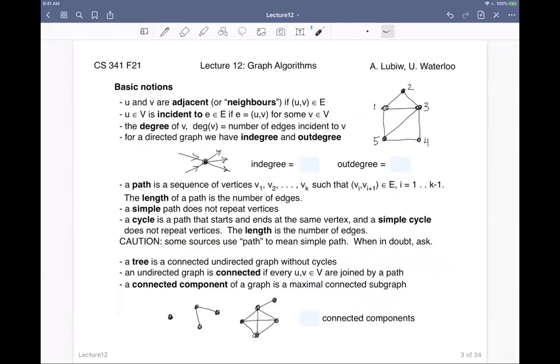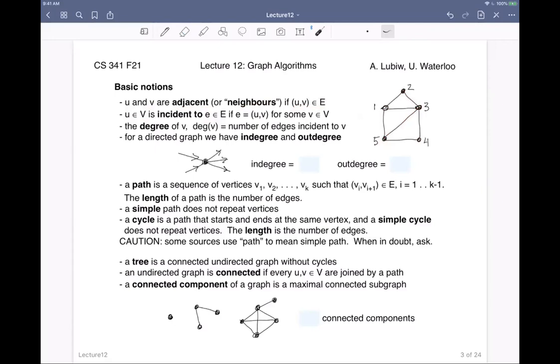Okay, so next I have a slide that is somewhat full, but I thought it's helpful to have all these things in one place. So some basic notions about graphs. We say that 2 vertices u and v are adjacent, or they're neighbors, if we have an edge between them. So for example, vertex 1 and vertex 3 here are adjacent, they're neighbors, but vertex 1 and vertex 4 are not neighbors. When we have u as a vertex and e as an edge, we say u is incident to e if it's one of the endpoints of the edge. So vertex 5 is incident to this edge. Vertex 5 is not incident to this edge 2, 3.